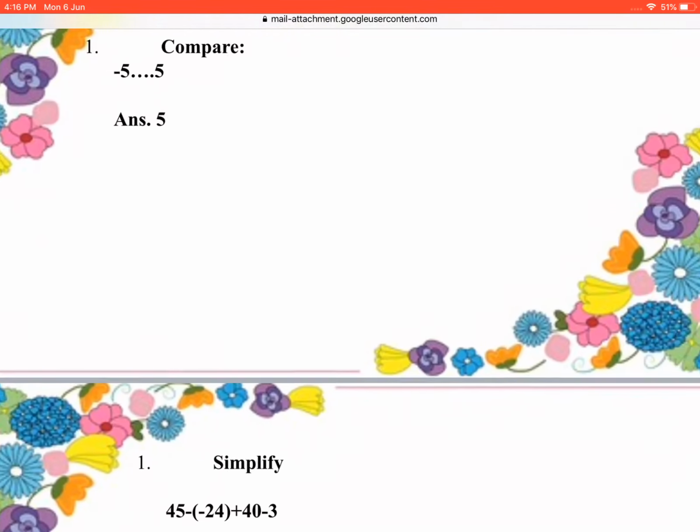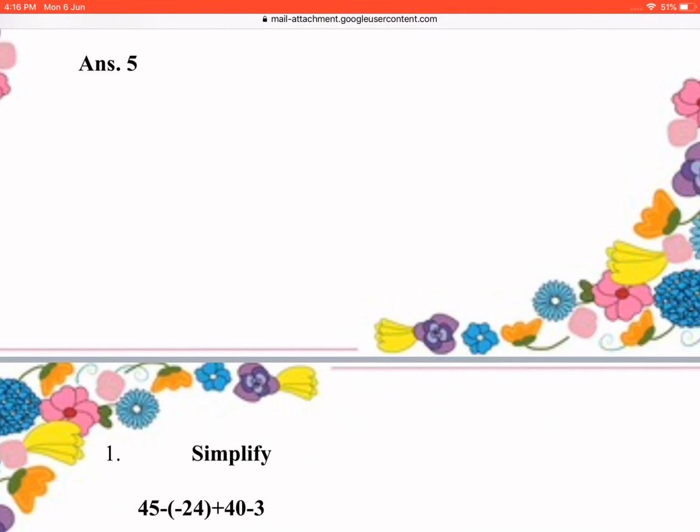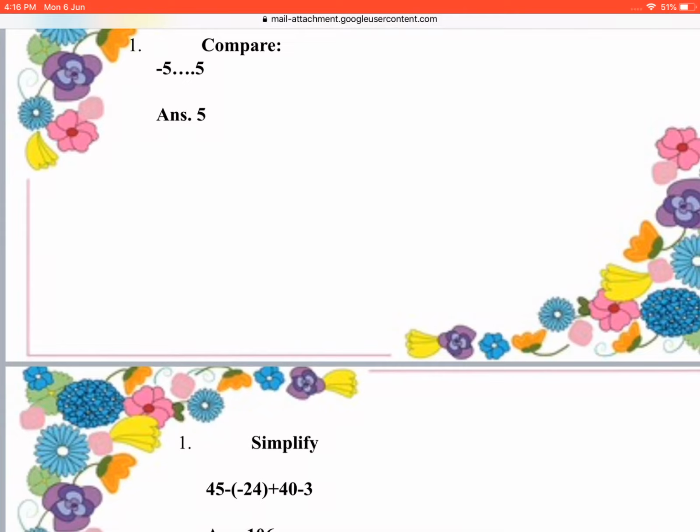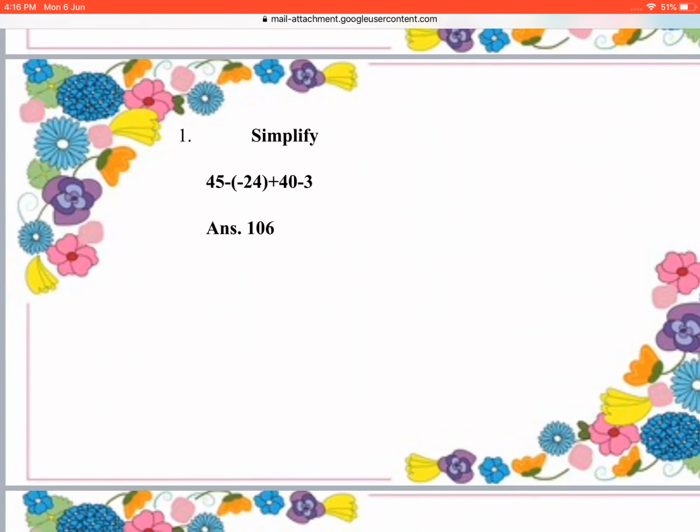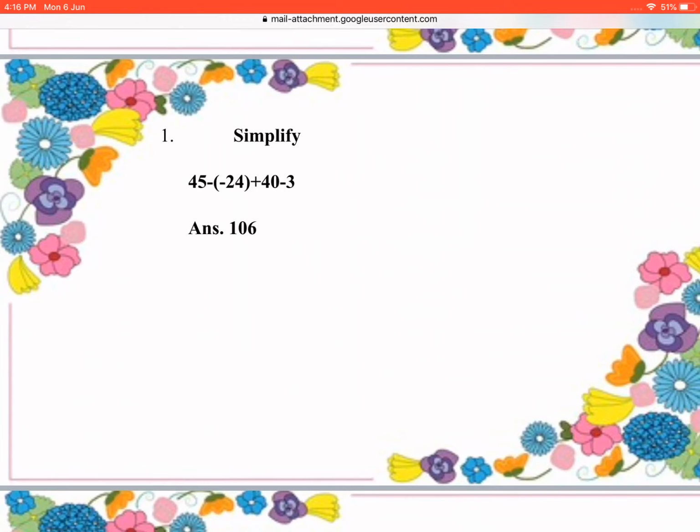Now you need to just simplify 45 minus 24 plus 40 minus 3. So you have some time, you can solve it out. Then I'll show you the answers as well. Alright, so the answer is 106. If you are getting wrong answer, you can just calculate in your calculator as well and check it out, so that you can get your result 106 only.